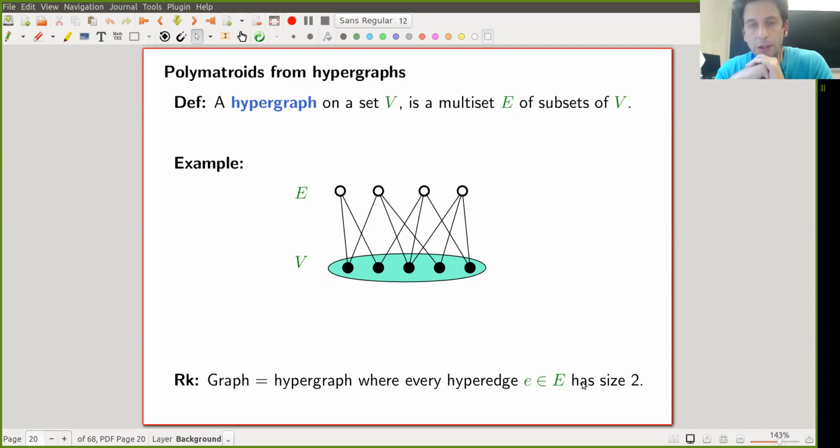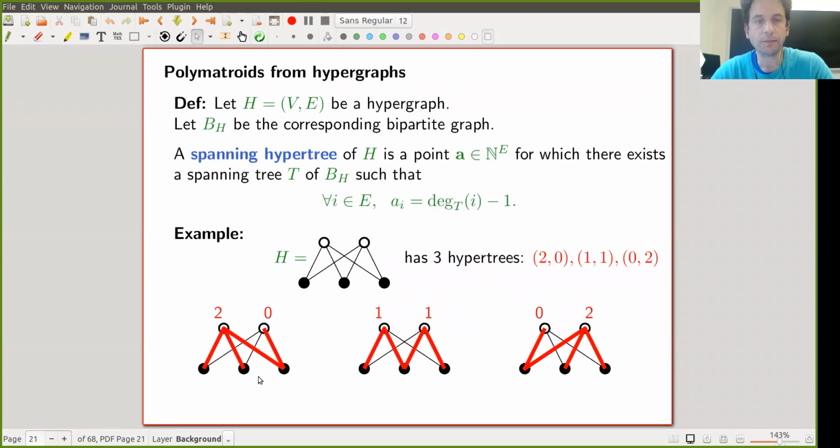And now I want to find a definition of hypertrees that will replace the notion of spanning trees. And I want this definition to be a generalization, to coincide in this special case of graphs. So here's the definition. I'm considering a hypergraph H, and as in the previous picture, I'm going to represent that by a bipartite graph B_H.